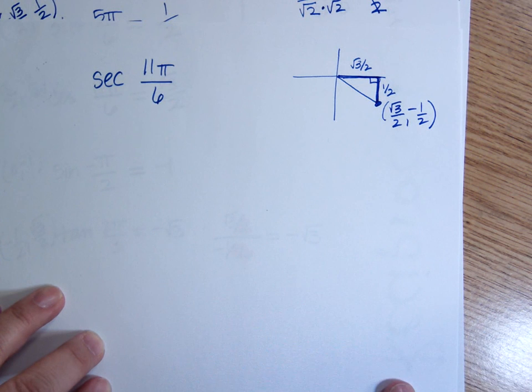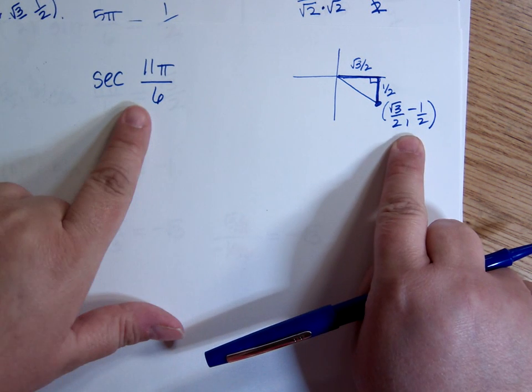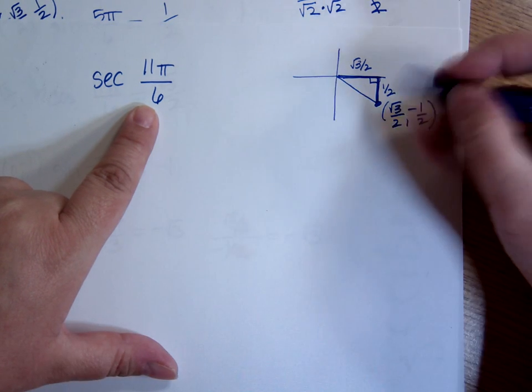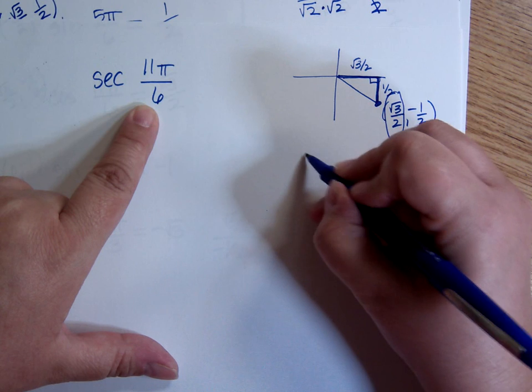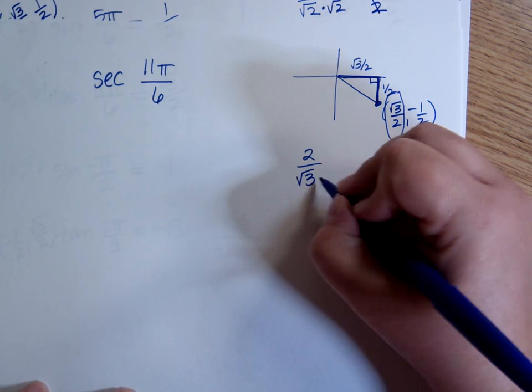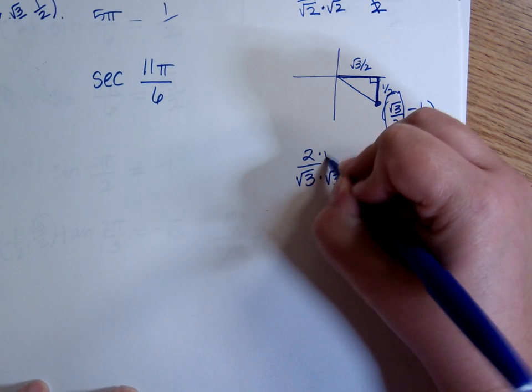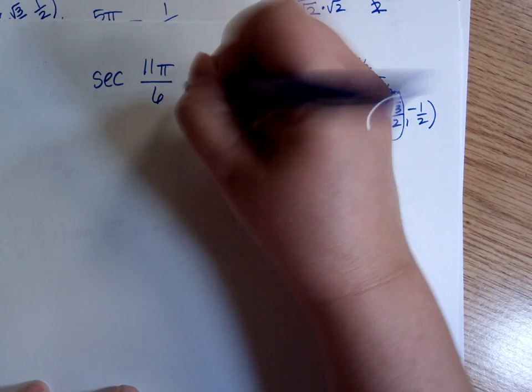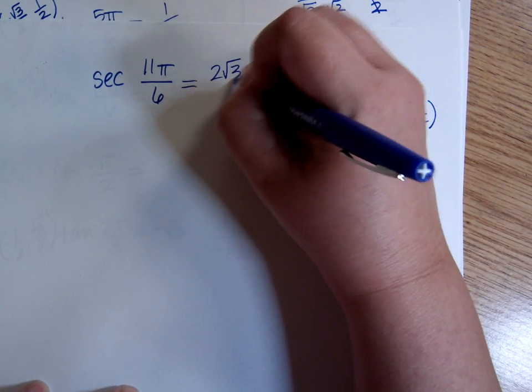Okay, so this is my first step in figuring that out. Then I say, well, secant goes with cosine. So secant is the reciprocal of the cosine. Here's the cosine. I need to flip that over. If you still have a radical in your denominator, you're not done. Now you are, and that's my answer, 2 root 3 over 3.